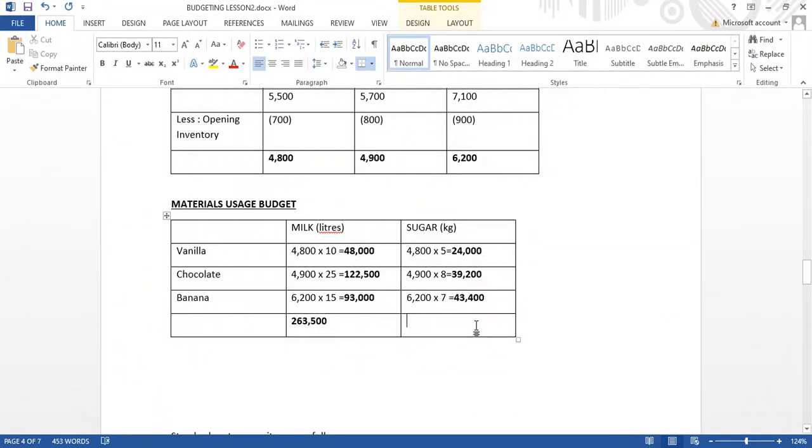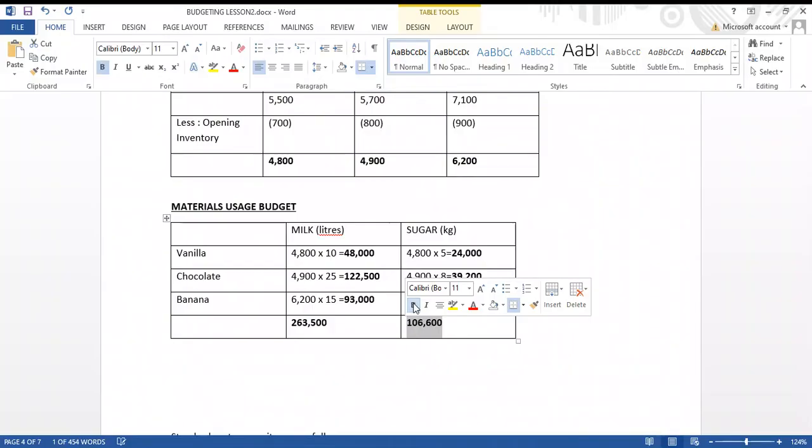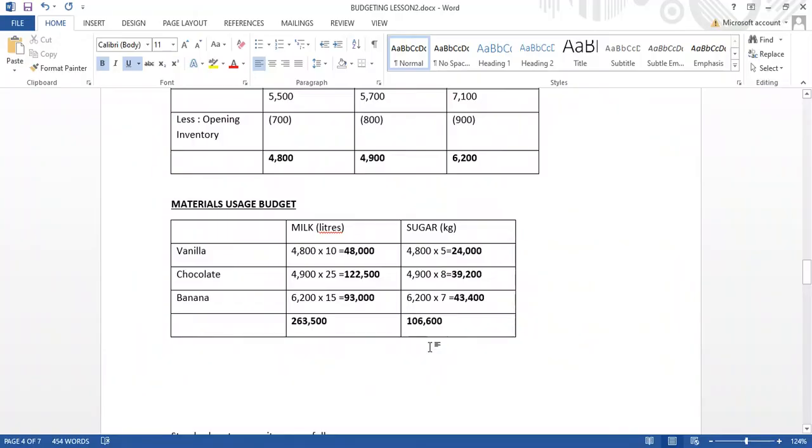So we're going to say 24,000 plus 39,200 plus 43,400. We're going to need 106,600 kgs of sugar. 106,600 kg of sugar. And so that's the total amount of materials needed, right? In terms of milk and sugar.